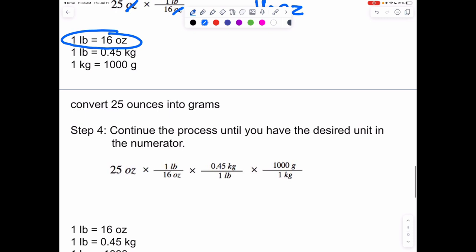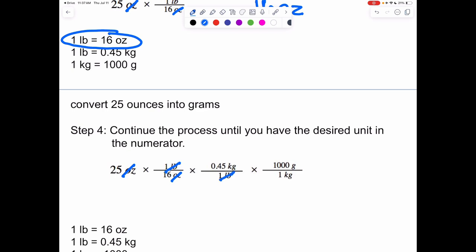Now we have to continue this. Right now, when these cancel out, now my unit is in pounds, but I don't want it to be in pounds. I want it to be in grams. So now I'm going to repeat this again. I'm going to put the unit I don't want on the bottom, and then I'm going to fill in my new conversion factor. So I'm in pounds. I need to get to grams. Well, I don't have a pound to gram, but I do have a pound to kilogram. So we're going to use that. So we put our 1 pound to 0.45 kilograms.